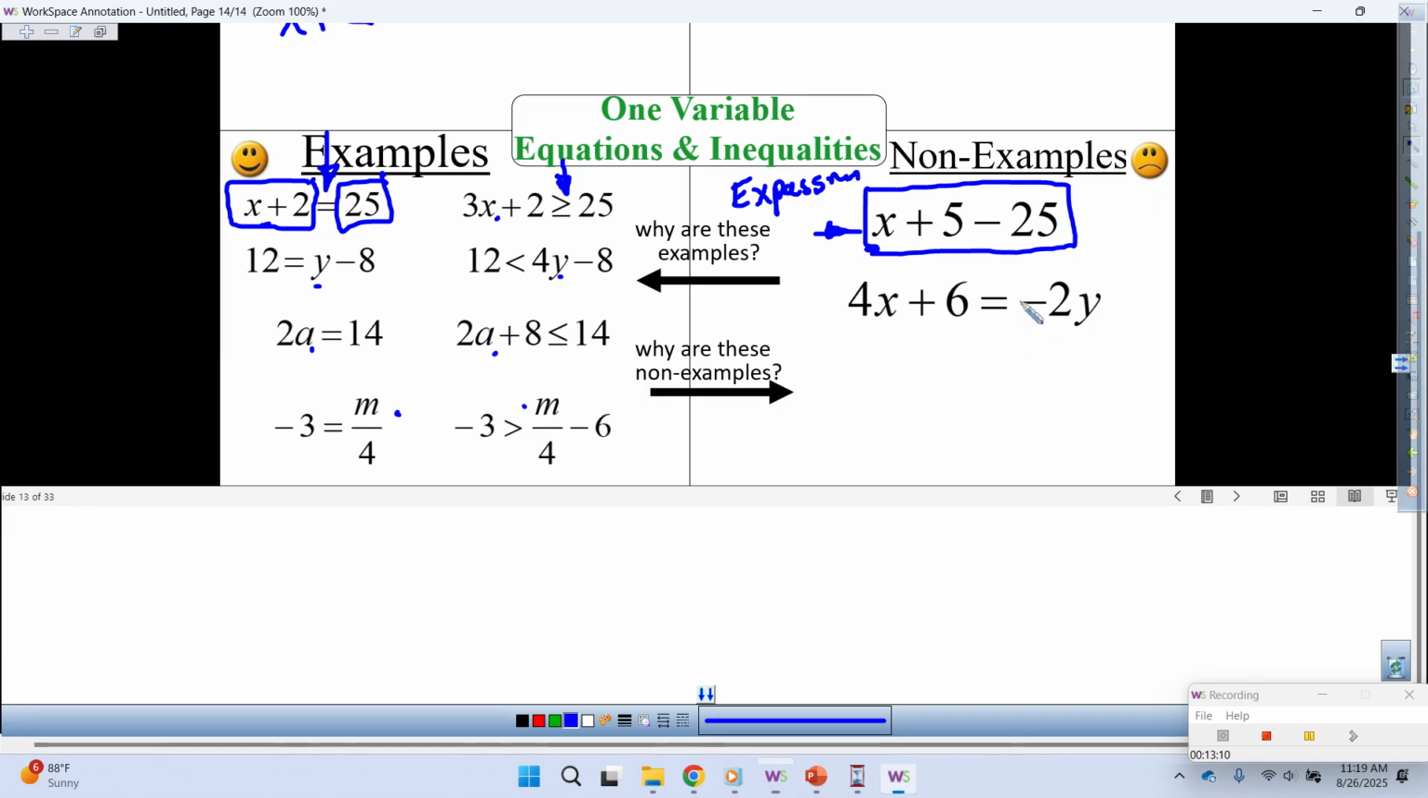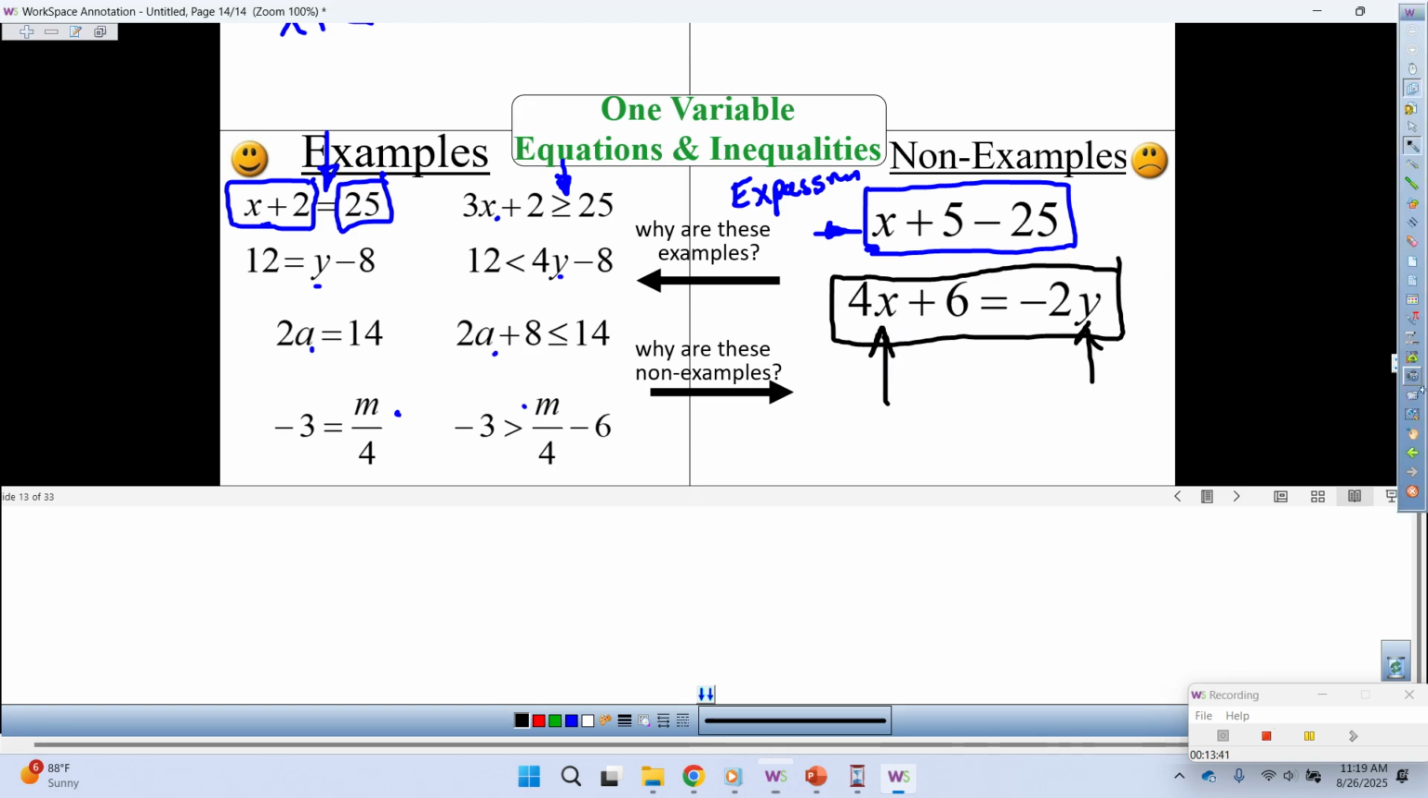Let's go to the second non-example. Tell your neighbor why that one is not, and then Elia is going to pass someone. Why is that one not a one variable equation? It has more than one variable. This one does have x and y. They're two different variables. That is correct.